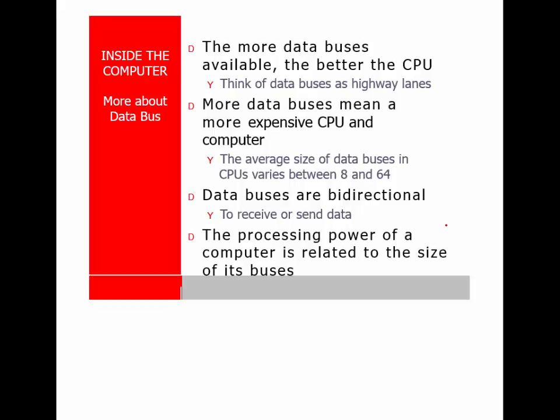This is a key point here. They're bidirectional. They go one way or the other. Now, the general rule is the larger the data bus, the more powerful the microprocessor. That's a general rule. There are exceptions, but that's a general rule.